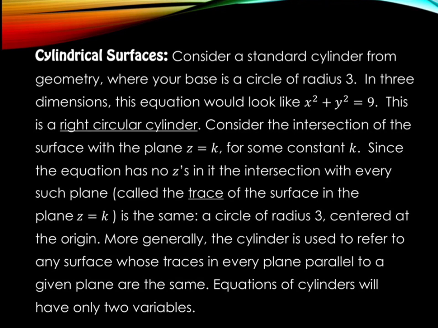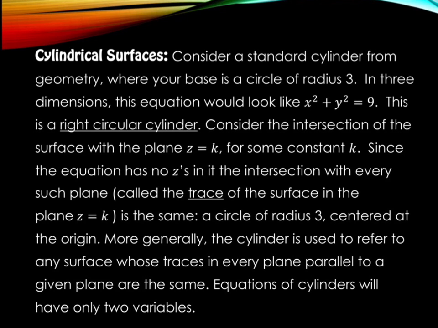On this particular one, it would be the same trace. If I cut through the middle, everywhere I cut, I'd get a circle of radius 3. So I've got a bunch of circles of radius 3 all stacked up on top of each other, 3-dimensionalized sort of. That makes the cylinder I've created here. More generally, the term cylinder is used to refer to any surface whose traces in every plane parallel to a given plane are the same. And equations of cylinders will have only 2 variables.